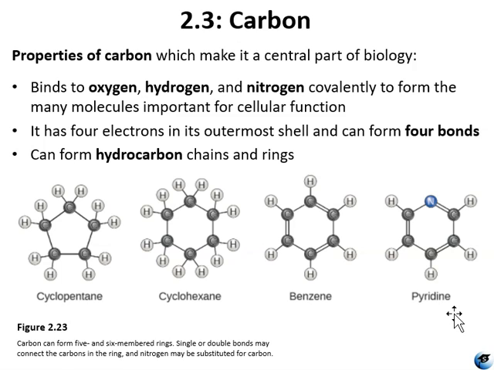Carbon has the ability to form long chains or rings of hydrocarbons, and a hydrocarbon is just the name for a compound formed with carbon and hydrogen atoms. Figure 223 is showing some examples of carbon rings or hydrocarbon rings. So we have cyclopentane, cyclohexane, benzene, and pyridine. Here is a video clip that talks more about the properties of carbon.